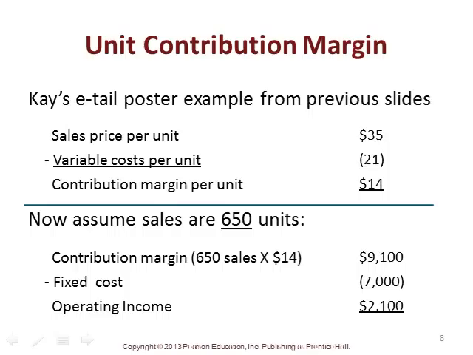So now we can look at this and say, well, let's assume we have 650 units. Knowing that our contribution margin is $14 and we have sales of 650 units, our contribution margin becomes $9,100. That's the 650 times 14, less the fixed cost of $7,000, which gets us operating income of $2,100. So this allows us to quickly forecast income at any volume within the relevant range.